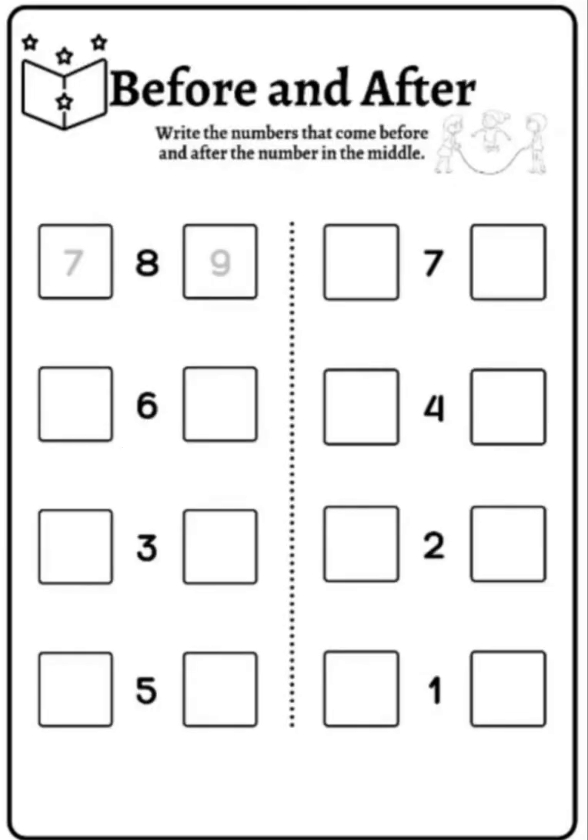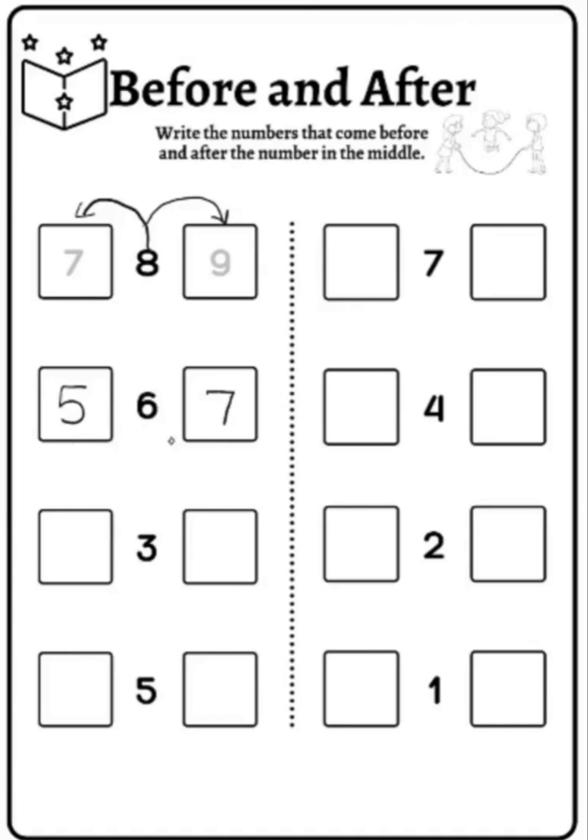The next worksheet is on before and after numbers. Write the numbers that come before and after the number in the middle. One example is given to you. Like they have given 8 in the middle. Before 8 comes 7. And after 8 comes 9. Before 6 comes 5. And after 6 comes 7.